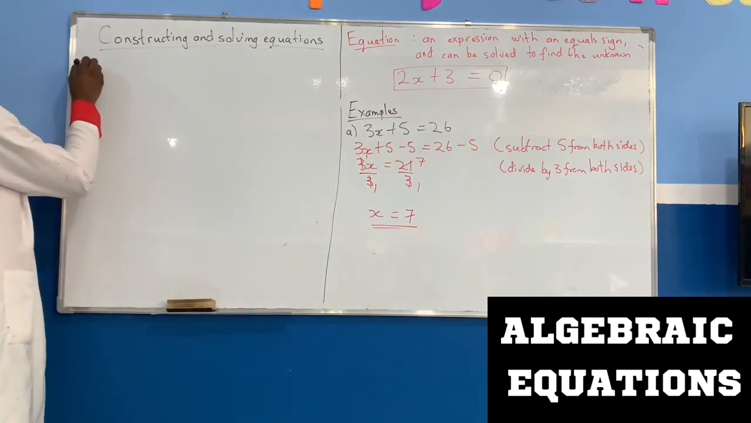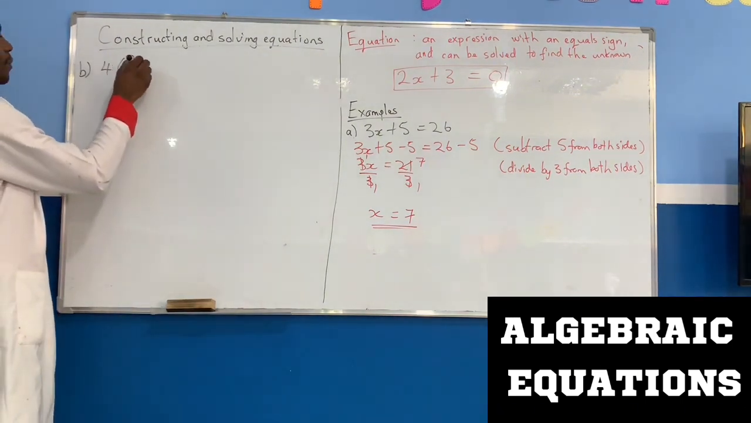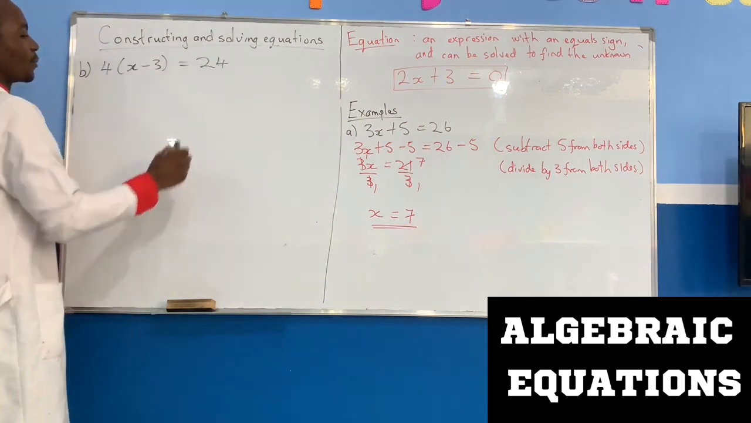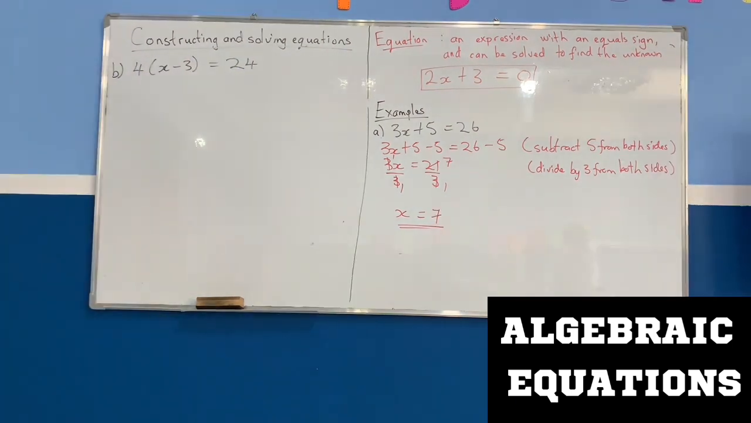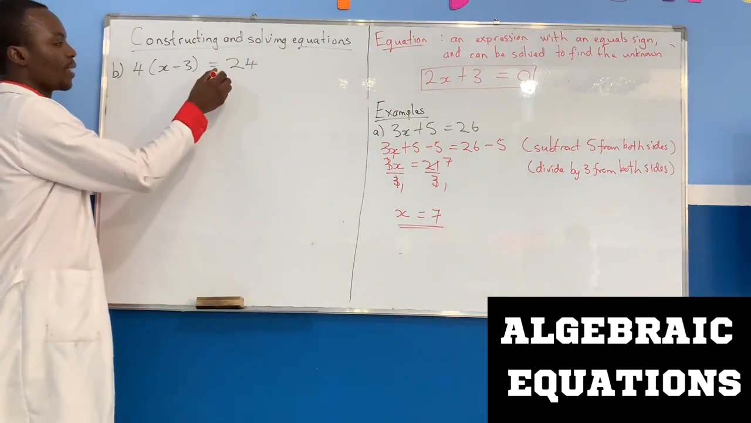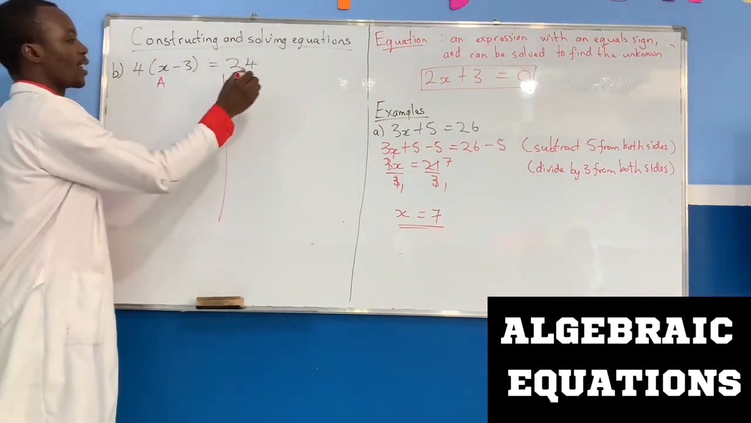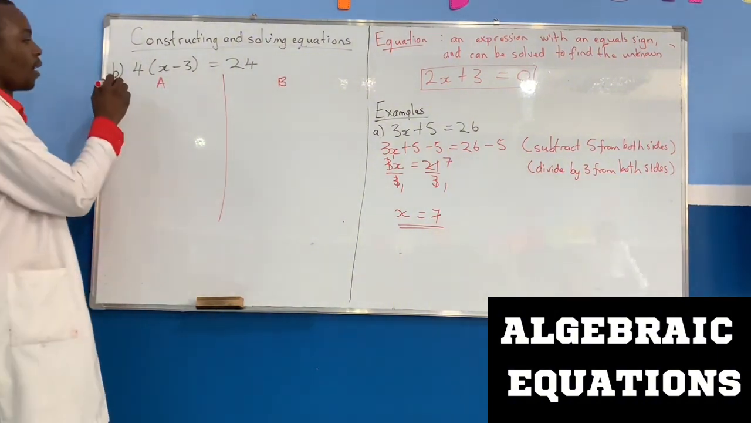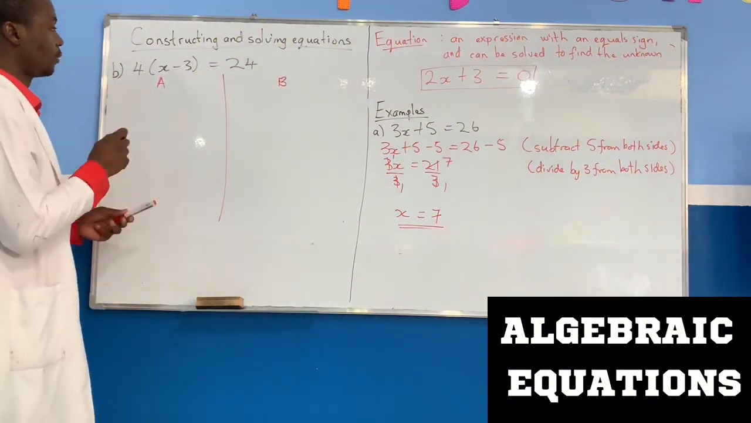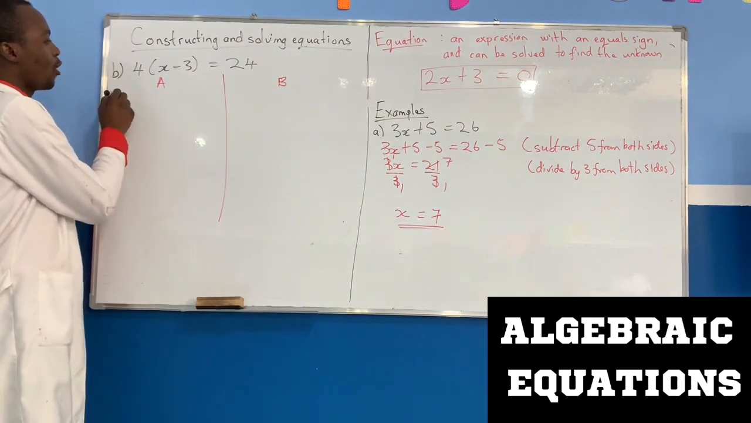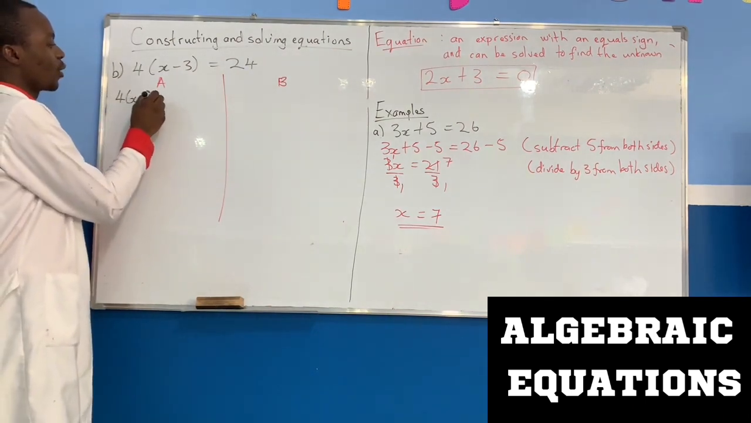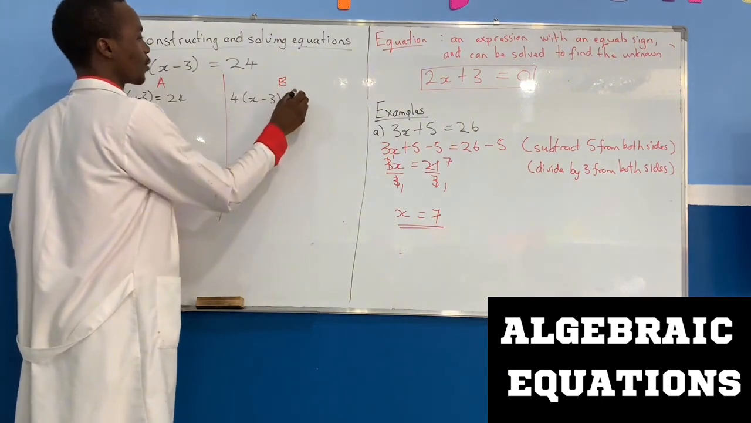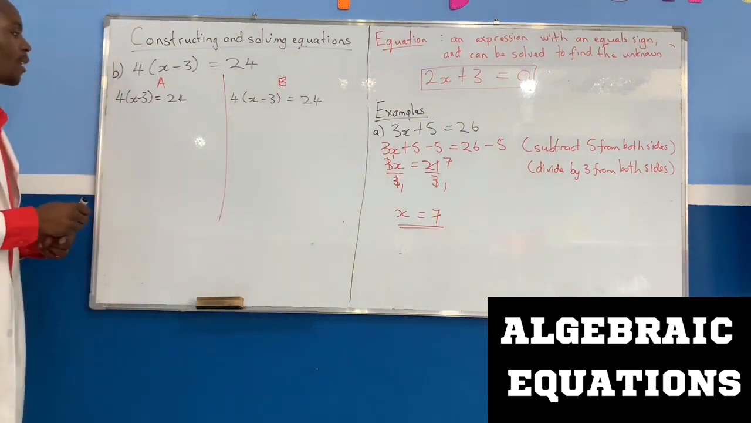Right, B: 4 bracket x minus 3 equals to 24. Let's try this one. Alright, so here I will show two methods for solving these problems. Method A, method B. Okay, so you are going to choose the one which seems similar to you. Alright, so here we have 4 bracket x minus 3 equals 24.